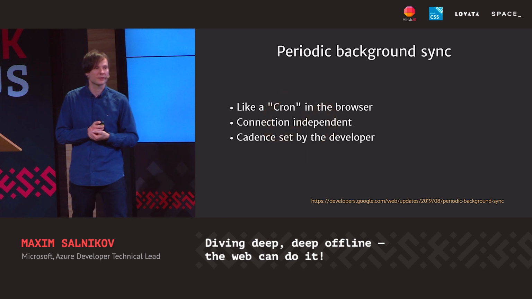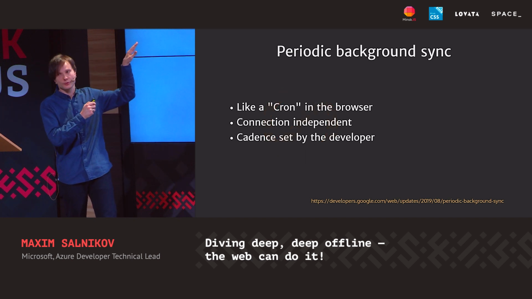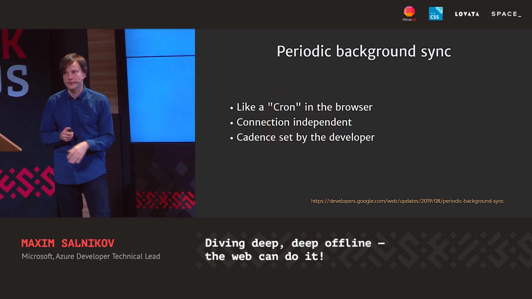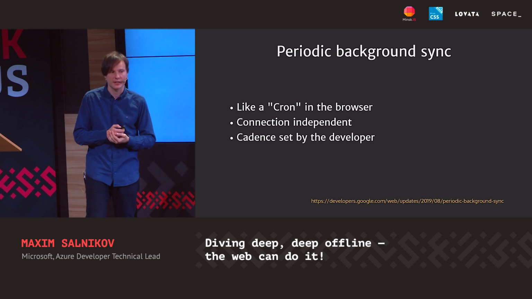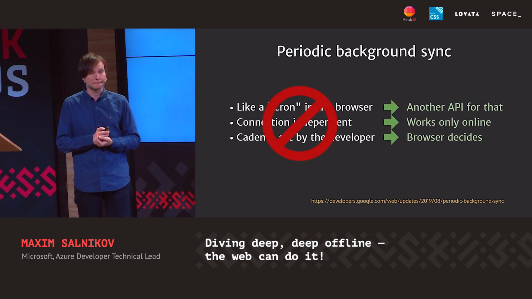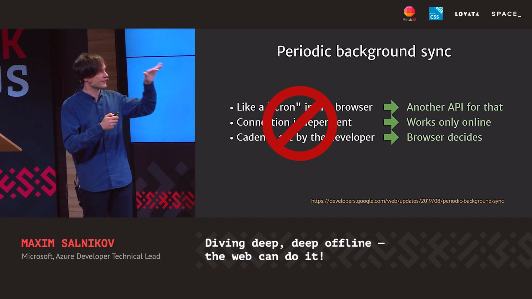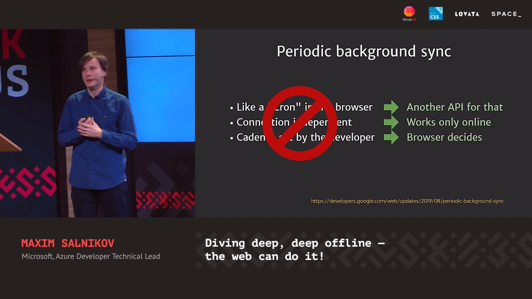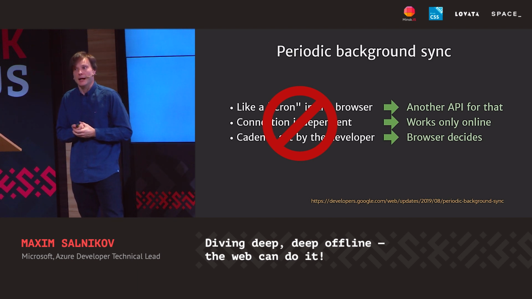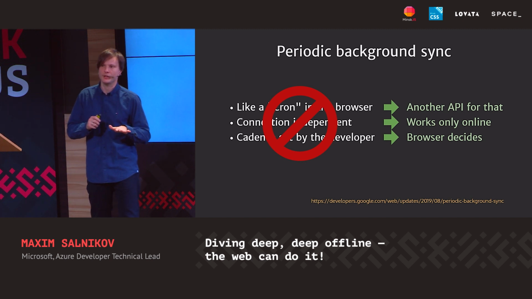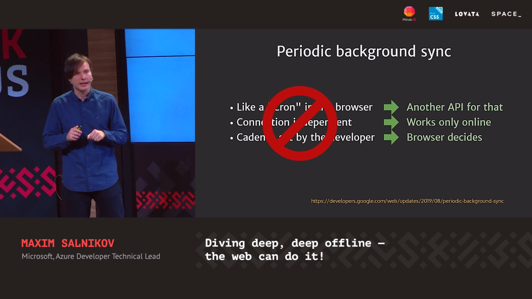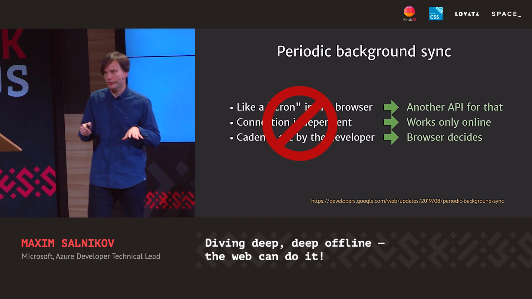It's quite often confusing. Again, thanks to this name, many developers perceive this API as something like that. To make cron, there is one more API coming soon to our browsers. It works only online. You might think, is that really useful? Yes, I will explain why. And the cadence is up to the browser.